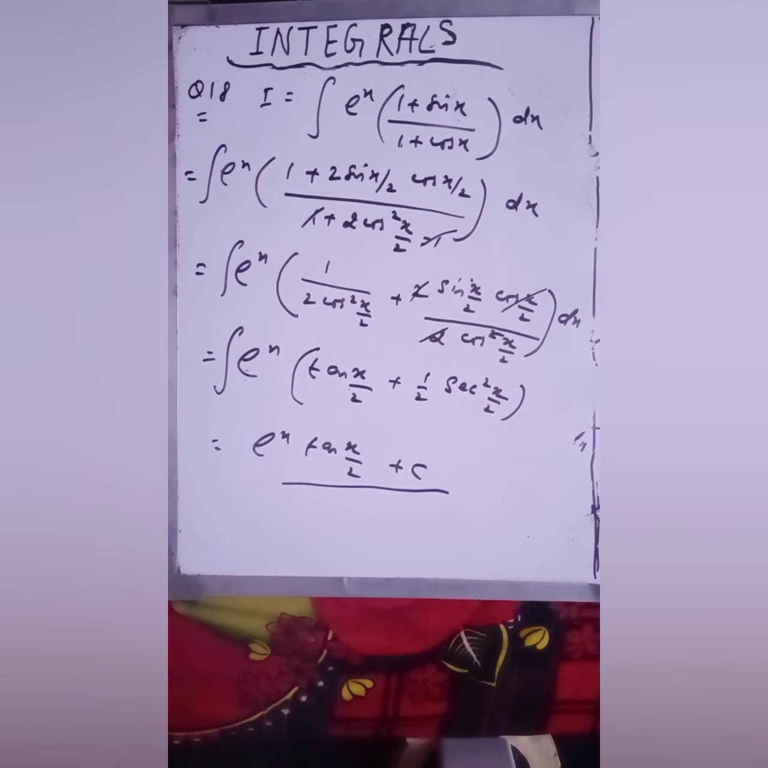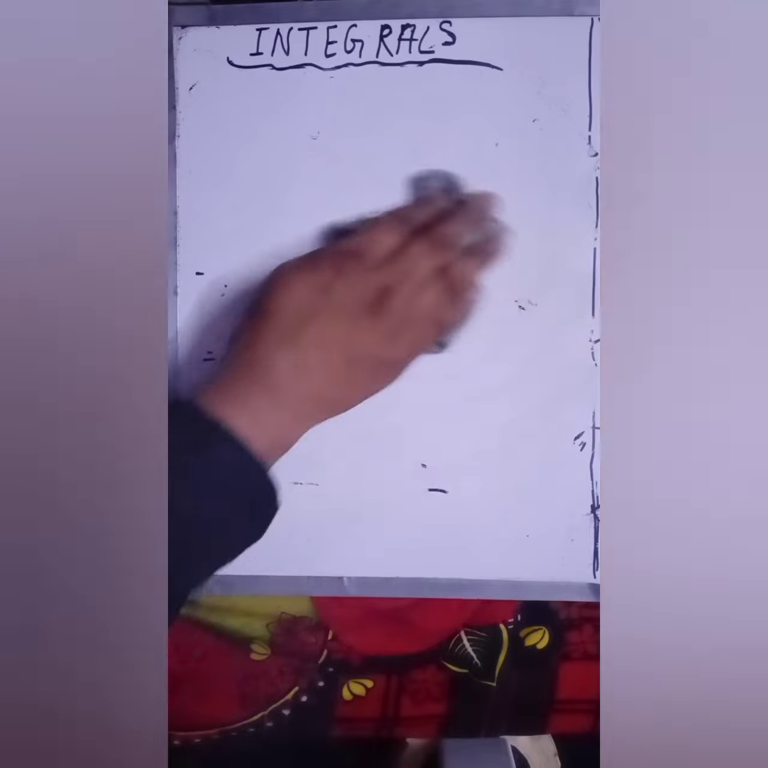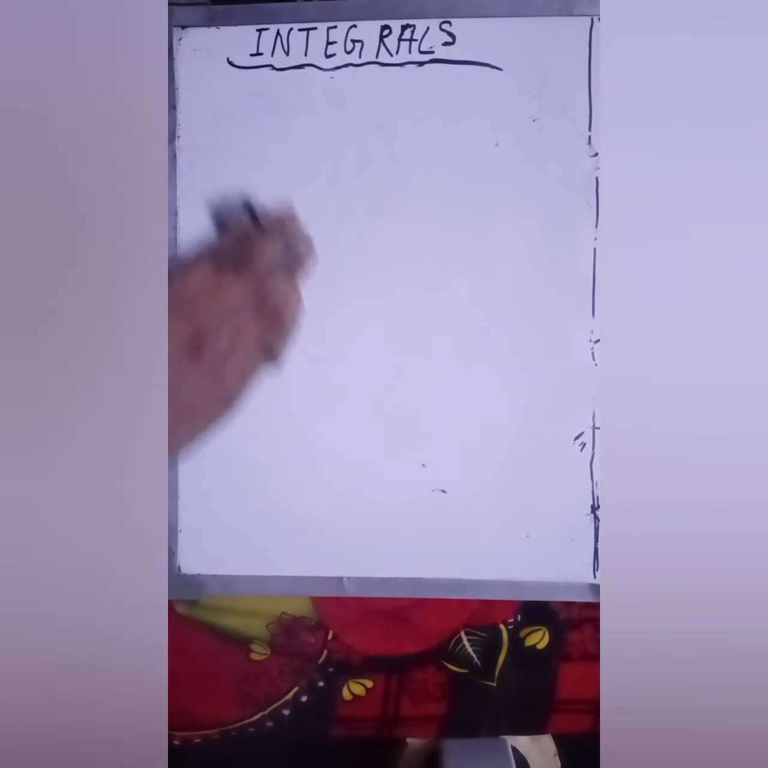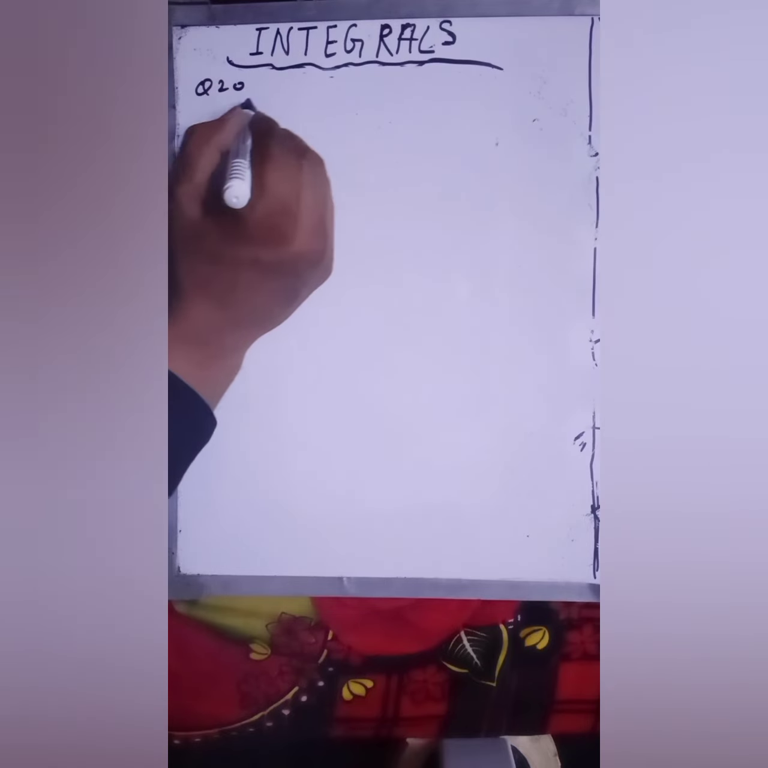In question number 19, f(x) is directly given as 1 by x and f'(x) is also given, minus 1 by x square. So directly you can apply the formula. Question number 20: this question I'm telling you how you will solve. After that, you can solve the rest of the questions. So now I'm solving question number 20 of your NCERT.